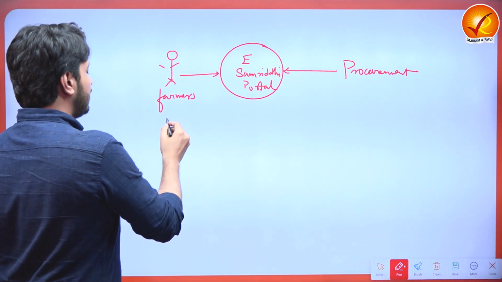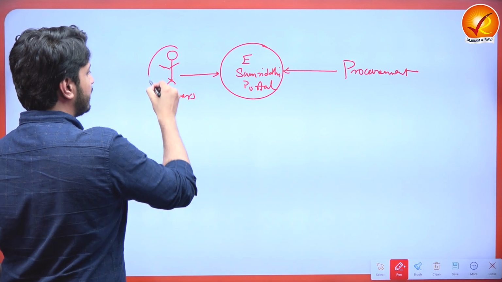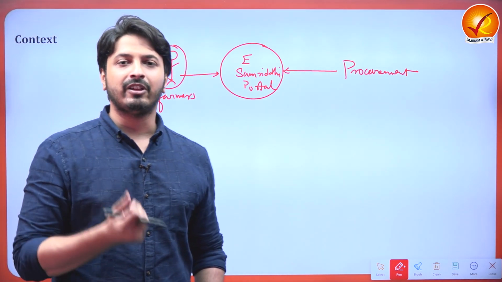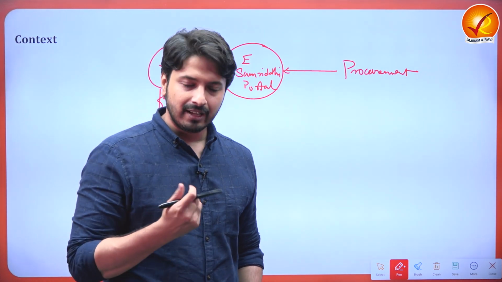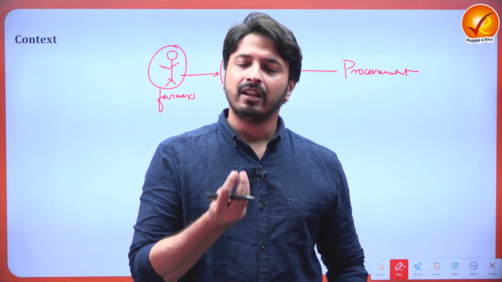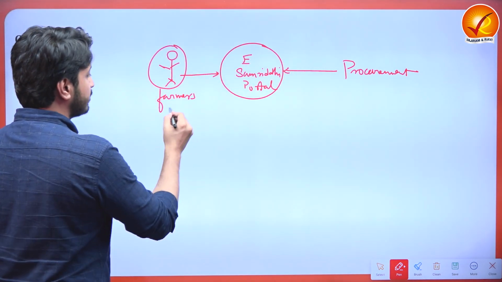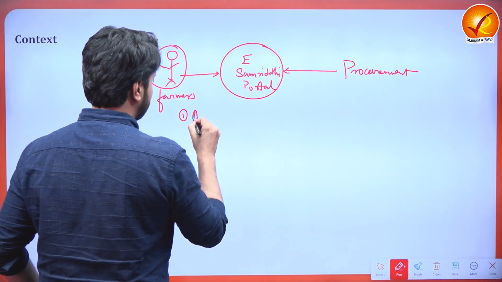Now, whenever a farmer is trying to get registered on the e-Samriddhi portal, it uses a 3-step verification process. That is, this e-Samriddhi portal demands a good degree of data from the farmers. What kind of data are they demanding from the farmers? Firstly, their Aadhaar details.